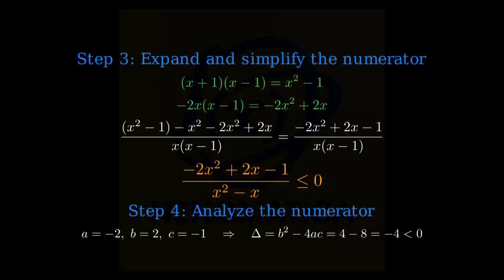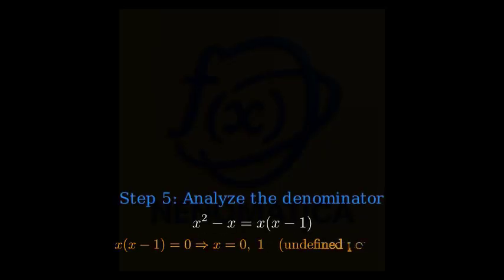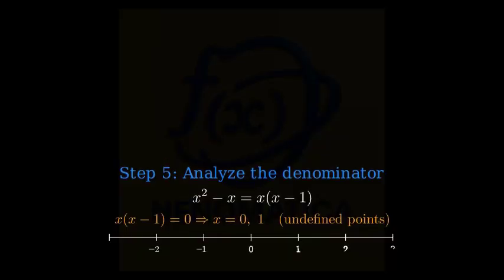Let us also visualize this quickly with a small graph opening downward, always below the x-axis. Step 5. Analyze the denominator. X squared minus x equals x times (x minus 1). Setting each factor to 0 gives x equals 0 and x equals 1. These are excluded values because the expression is undefined there. We will place these on a number line to prepare our sign chart.